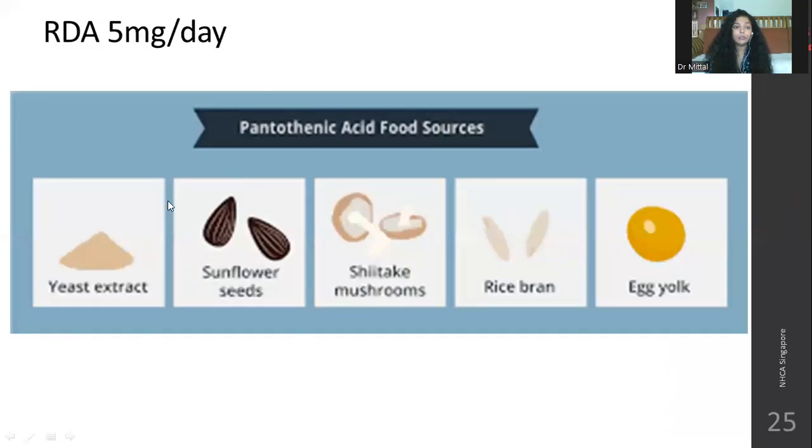RDA is 5 mg per day, and the best sources of pantothenic acid are yeast, sunflower seeds, shiitake mushrooms, rice bran, egg yolk, and rice, red or brown. All forms of rice are a good source of pantothenic acid. And black gram, rajma, gongura leaves, baby corn, coriander leaves, sheep liver are other good sources as well. If you check page number 395, they have mentioned in the table how many mg of pantothenic acid you will get per 100 gram.